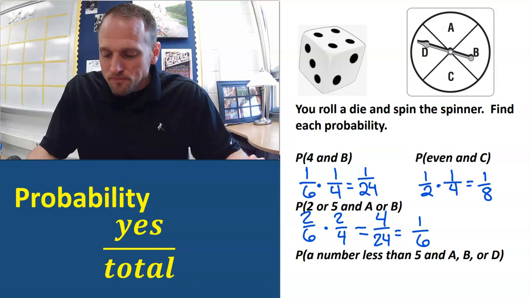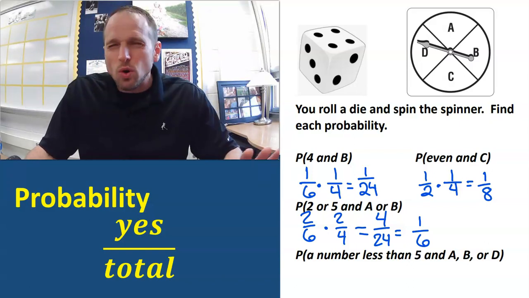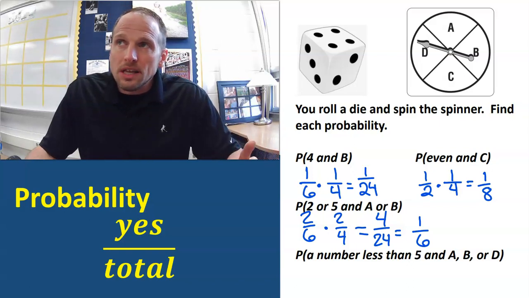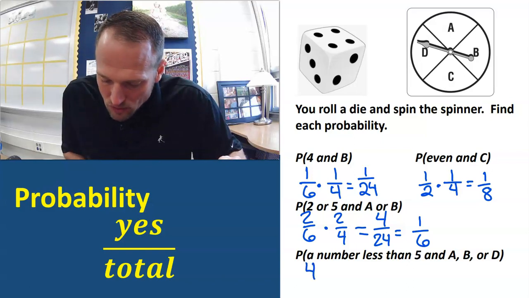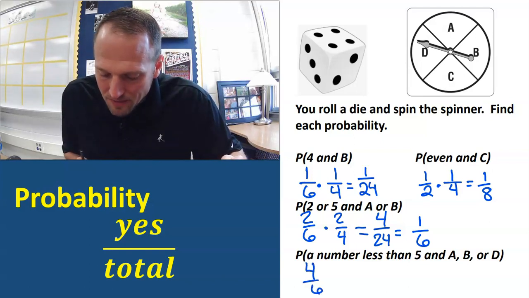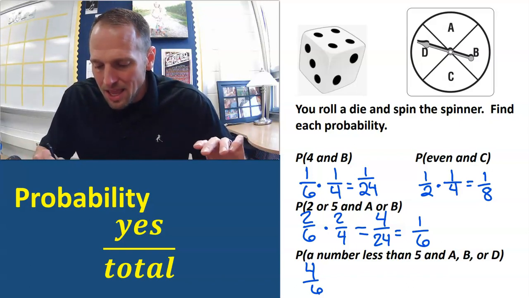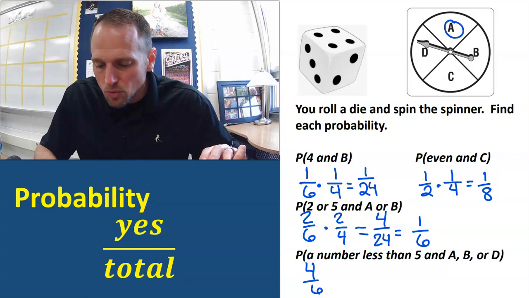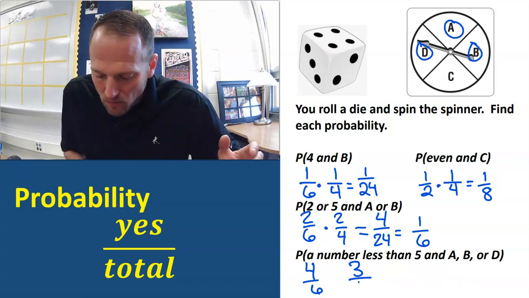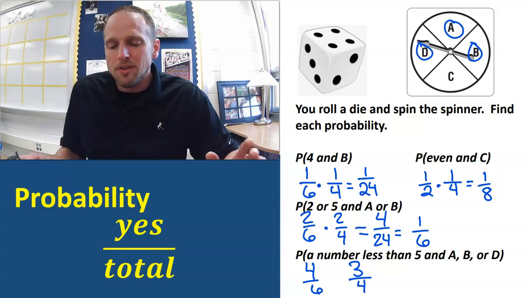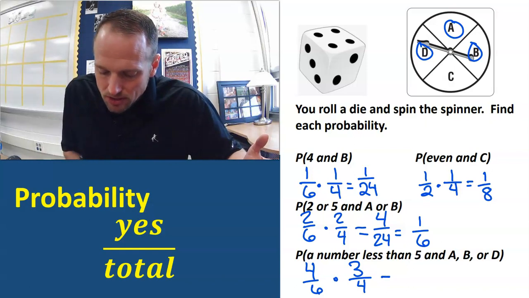Okay, last one. Hardest one. A number less than 5. Okay, so how many numbers are less than 5 on a die? There's 4. 4 numbers are less than 5, so the probability of getting a number less than 5 is 4 out of 6. Okay, and what's the probability of getting an A, B, or D on the spinner? Well, that's 3 letters out of 4 total spaces, so the probability of getting an A, B, or D is 3 out of 4. So let's multiply this.